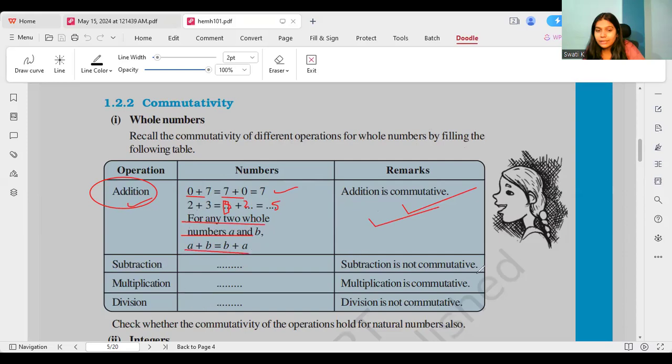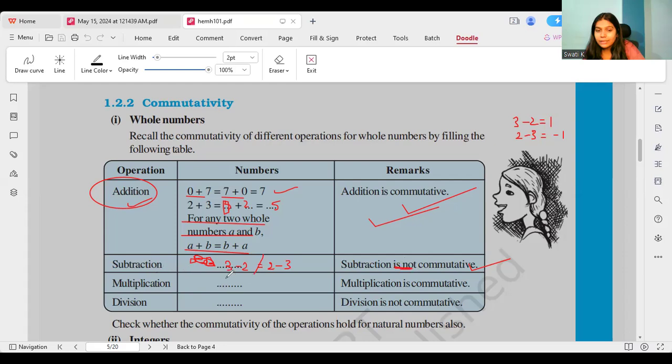For subtraction, it is already written not commutative, and I can clearly say why. What is 3 minus 2? It is 1. But if I ask you what is 2 minus 3? Is it 1? No, it's minus 1. So is 3 minus 2 the same as 2 minus 3? No. That is why it is not commutative.